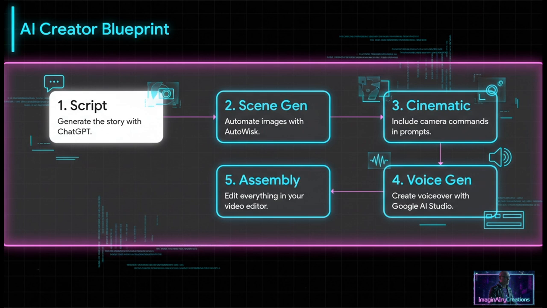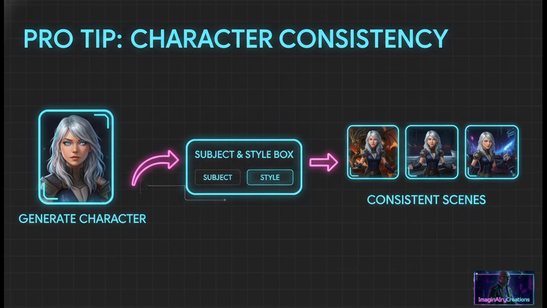Now here's a pro tip that solves one of the single biggest headaches in AI video: inconsistent characters. The trick is to generate your main characters first, by themselves. You then literally drag and drop their images into a special reference area. The tool calls it a subject box. And you do the same for a general style image. By locking in both the subject and the style, every single image that AutoWhisk generates from then on will have the exact same characters in the exact same art style. This is absolutely critical for telling a coherent story.